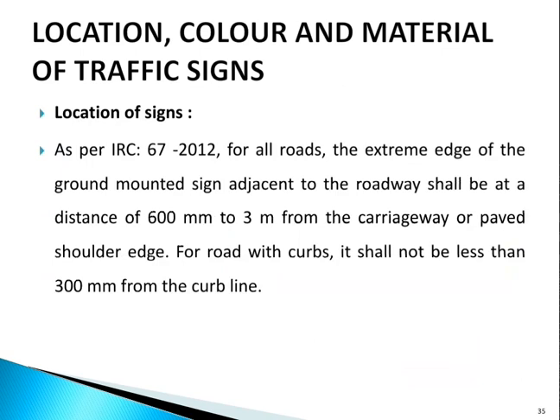As per IRC 67/2012, for all roads, the extreme edge of the ground mounted sign adjacent to the roadway shall be at a distance of 600 mm to 3 meter from the carriageway or paved shoulder edge. For roads with curbs, it shall not be less than 300 mm from the curb line.